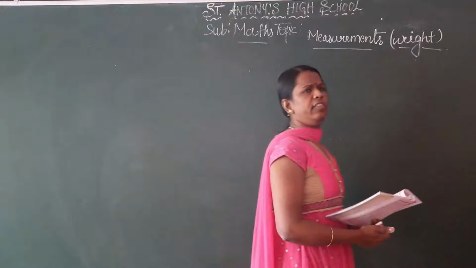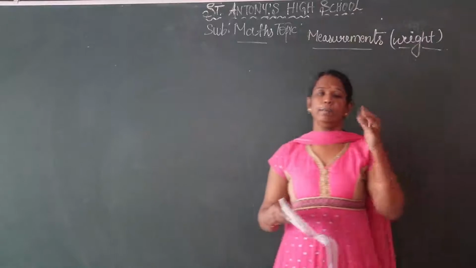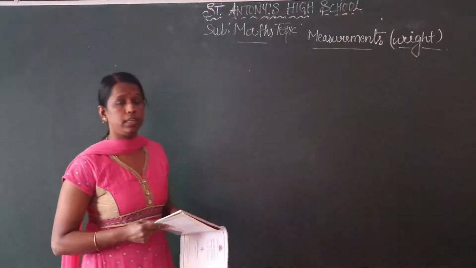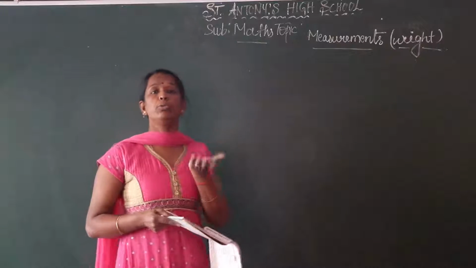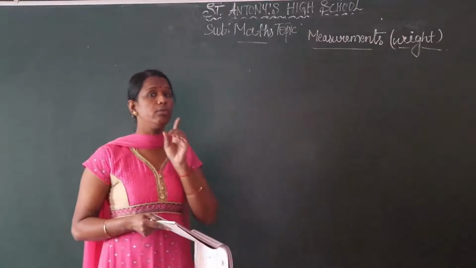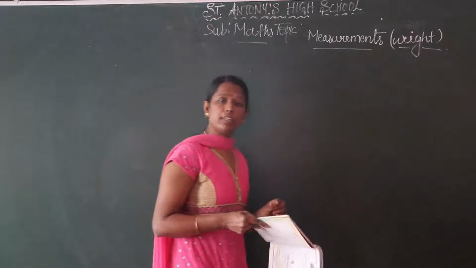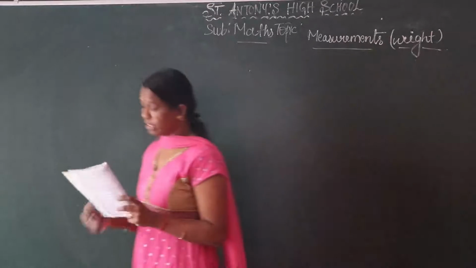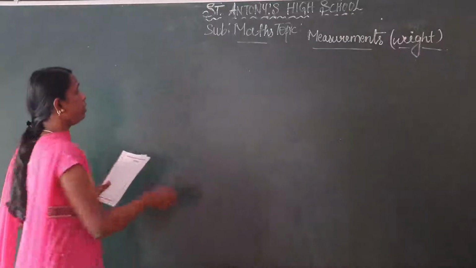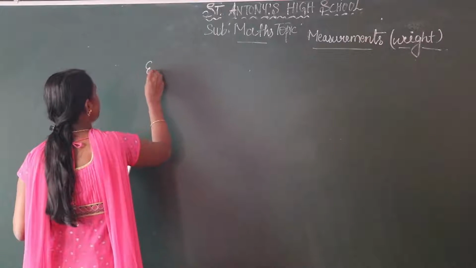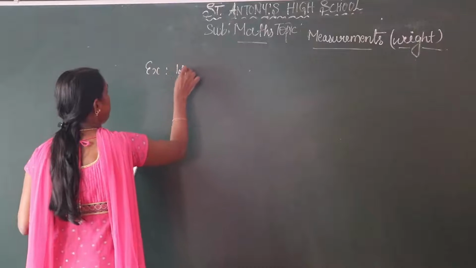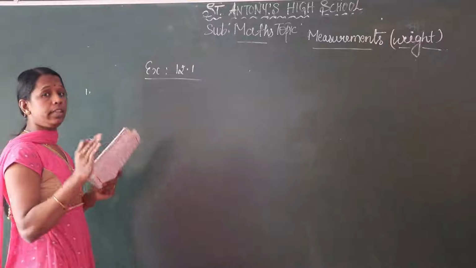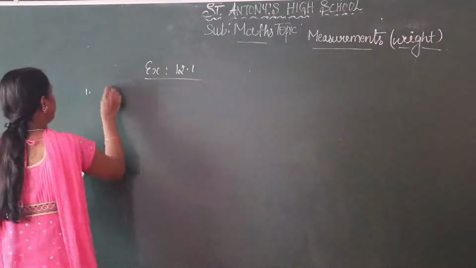So you know the weighing method. If your mother asks you to bring 2 kg of sugar, you have to bring 2 kg of sugar. Is it right? The shopkeeper weighs 2 kg. That is 2000 grams. Here from page number 49, exercise number 12.1. First one, convert kilogram to gram.